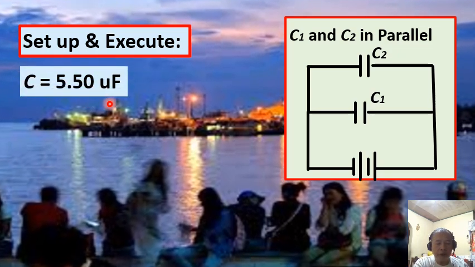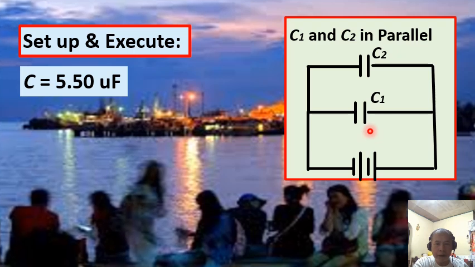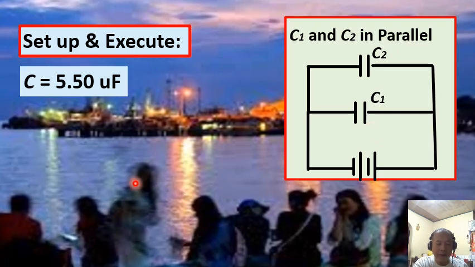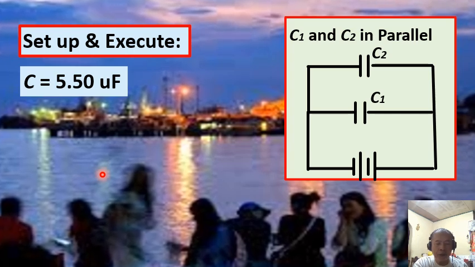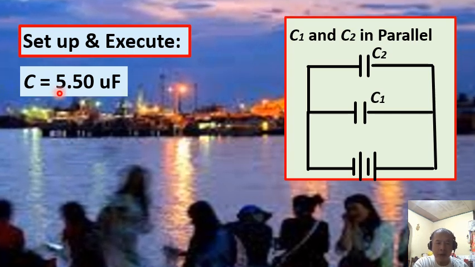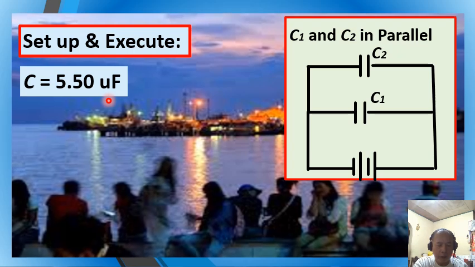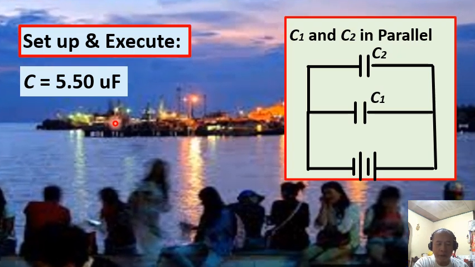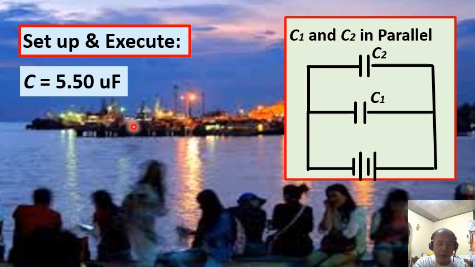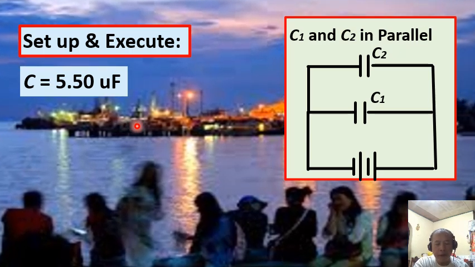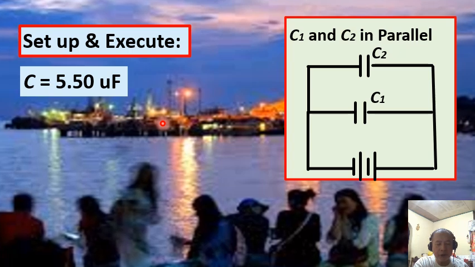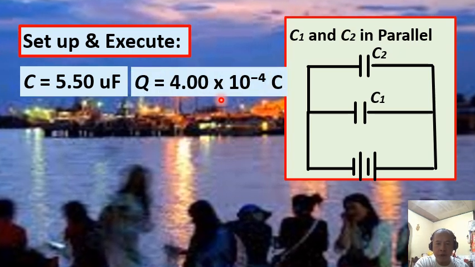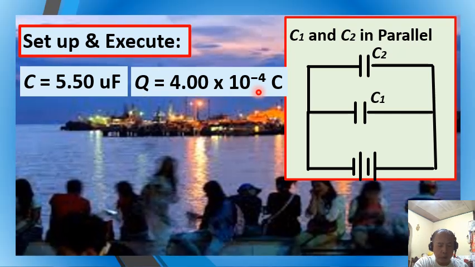And if the connection is parallel, where the equivalent capacitance, capital C, computed earlier, is equal to 5.50 microfarad, and the total charge, big Q, that is stored in the combination of capacitors, that is, big Q equals 4.00 raised to the negative 4 coulomb.